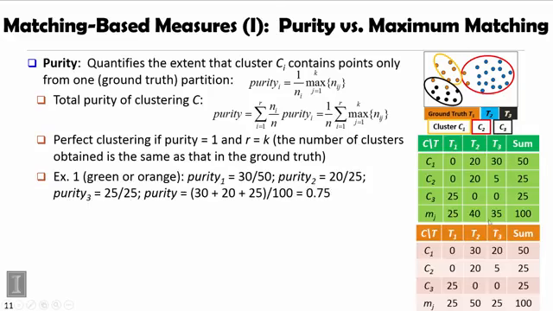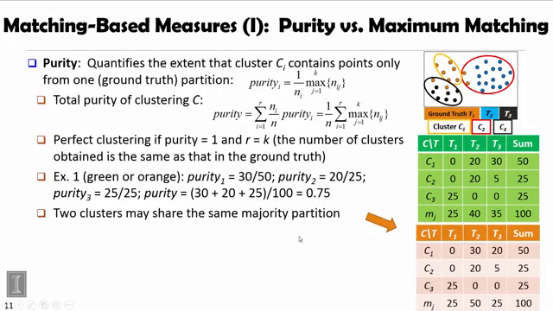Then we look at these two tables. Let's first look at the green table. For purity 1, in the first cluster the maximum is 30, and the total number of points is 50, so you get 30 over 50. Purity 2 is 20 over 25. Then purity 3 is 25 over 25, which is really 1. Then the total purity for the whole clustering, according to this formula, is 30 plus 20 plus 25 over the total number of points, which gives 0.75. Interestingly, if you look at the orange table, you get exactly the same numbers: 30 over 50, 20 over 25, 25 over 25, and the total purity is exactly the same.